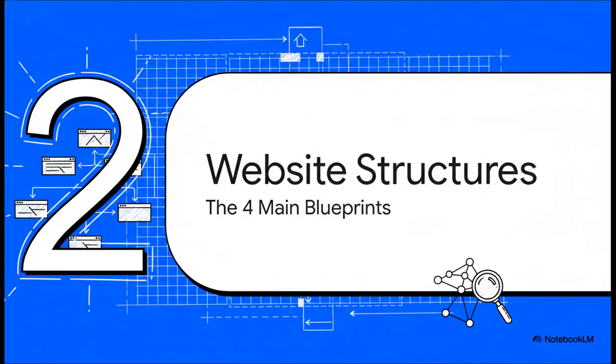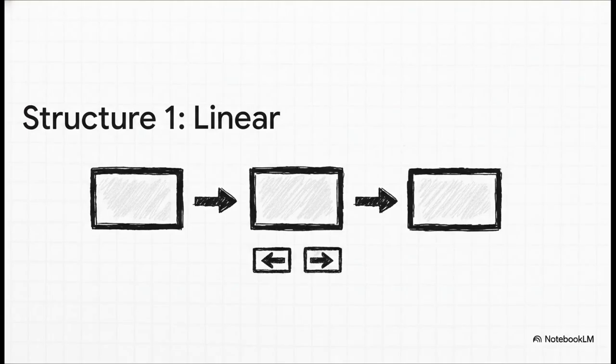All right, so just like a house needs a blueprint, every good website needs a structure. Let's do a quick look at the 4 main ways that web pages can be organized and linked together. First up, we've got the linear structure, and it's pretty much the simplest one. Think of it like turning the pages of a book or filling out an online application. You have to go step by step using next and previous buttons. There's no skipping ahead to the last page.